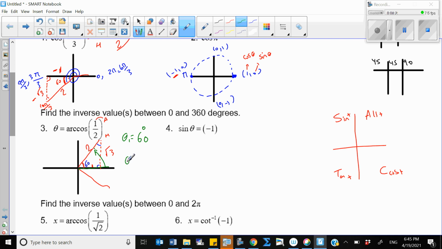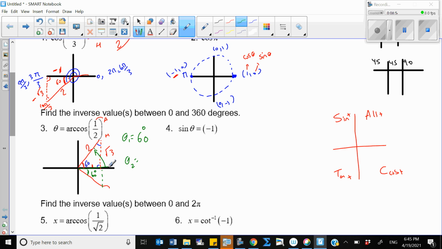Now the second one, how do I find the second one? Whatever angle that you found here, this one is also going to be the same as this angle. So this is also 60 degrees. Okay? So I don't need to do any of these calculations to find the next one. Whatever you find here, you can write that here as well. Okay, now I just need to find my second angle.